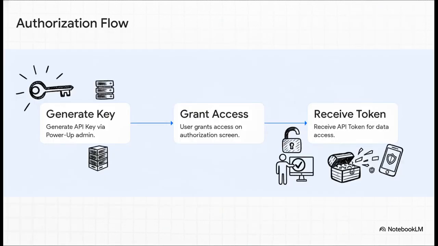But to actually build those apps, you need access, right? Which means understanding the mechanics of authorization. It basically happens in 3 distinct steps. First, you generate an API key via the PowerUp admin. Second, the user grants access on an authorization screen. And third, your app receives an API token for data access. This delegated flow is super smart because it means third-party apps never have to store or even handle user passwords.